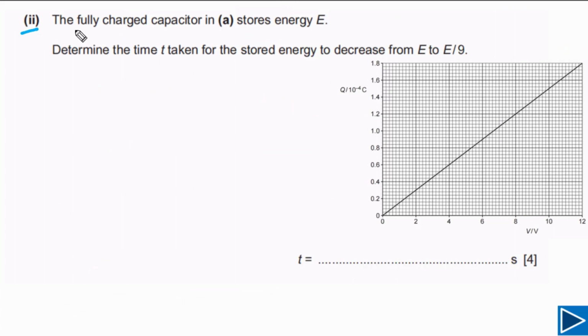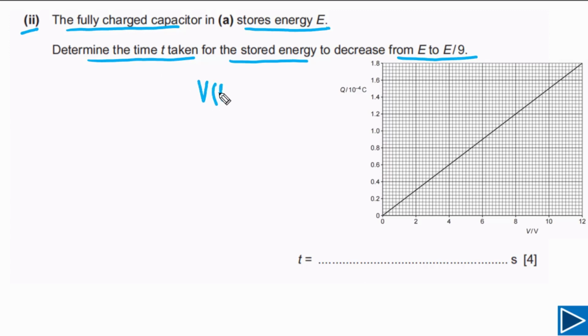For the second part, it is given to us the fully charged capacitor in A stores energy E. We need to determine the time taken for the stored energy to decrease from E to E by 9. So this question is simply about the relationship between energy and time. But we don't have any direct formula or equation that links energy and time. But we have equations for discharging.